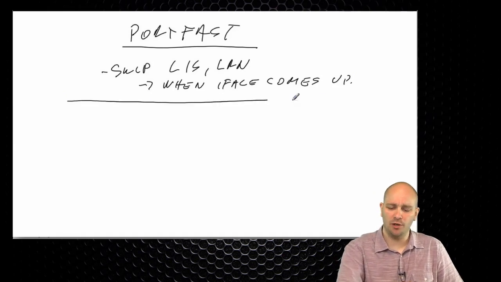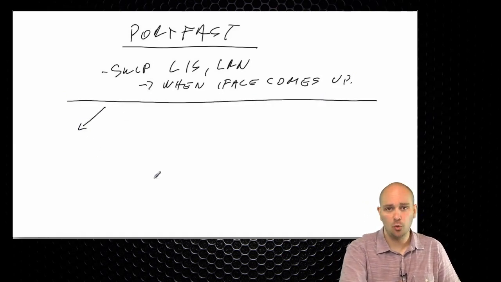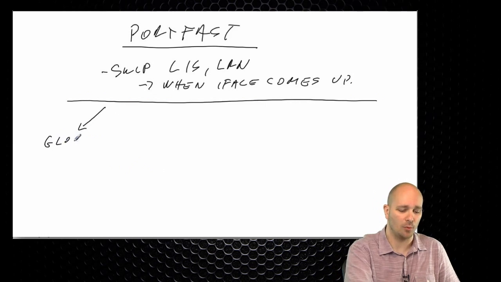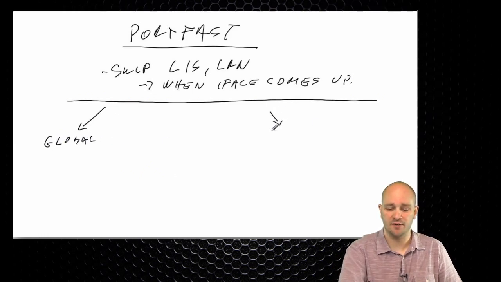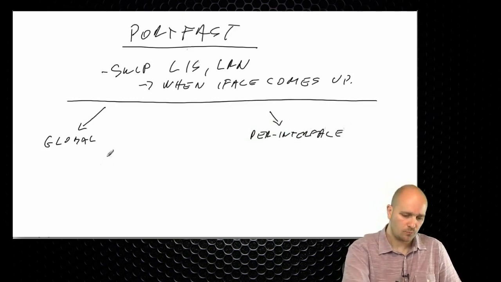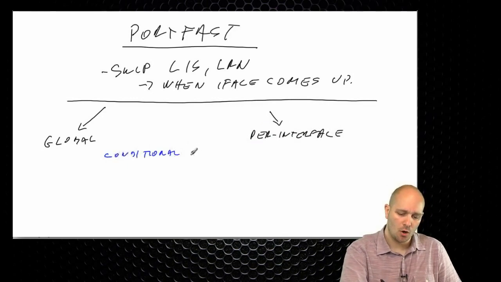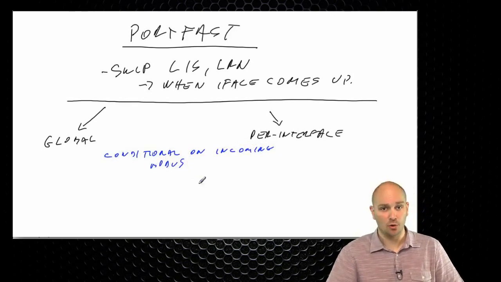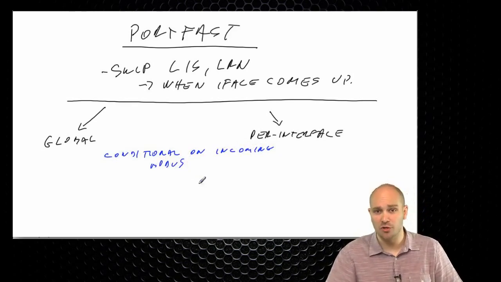Now, to explore this feature a little bit, we need to understand that there are two ways of configuring it. One is global, and the other way would be per interface. In both cases, these features are conditional on incoming BPDUs. What I mean by that is that if we enable Portfast on a particular port, and on that port we actually receive a BPDU, any sort of BPDU, the Portfast on that port will actually be disabled.